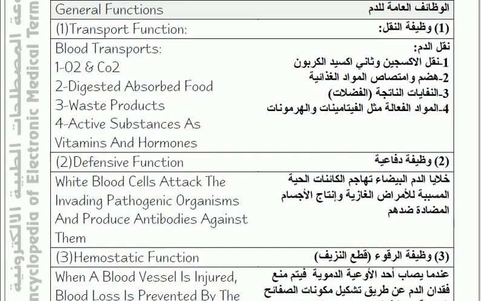Blood transports 1. O2 and CO2. 2. Digested absorbed food. 3. Waste products. 4. Active substances such as vitamins and hormones.